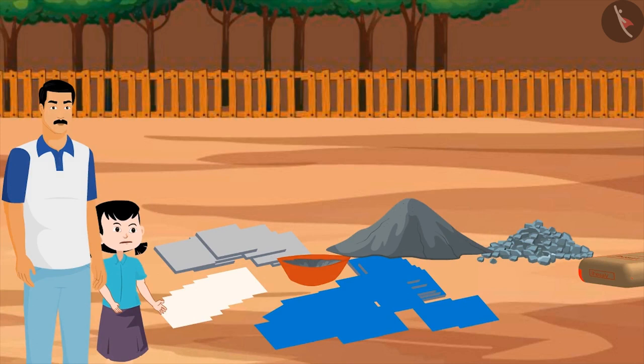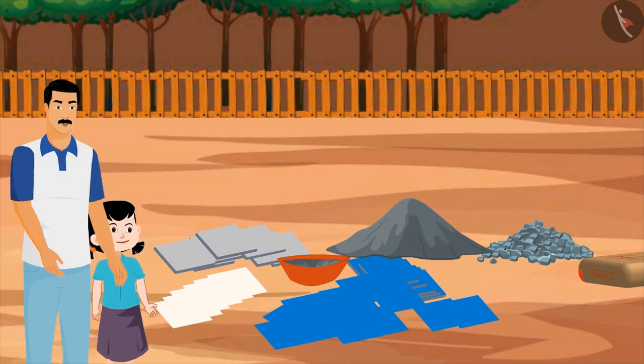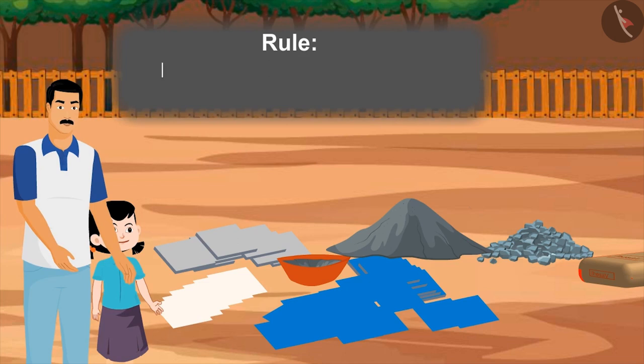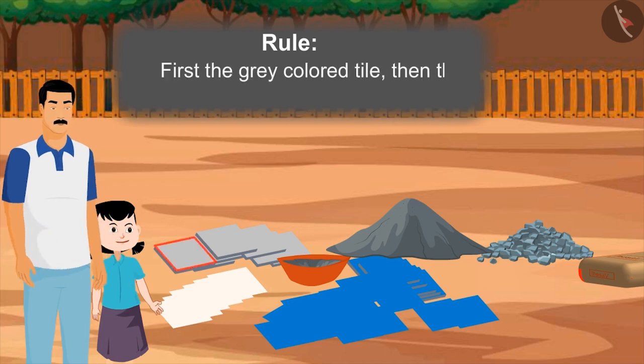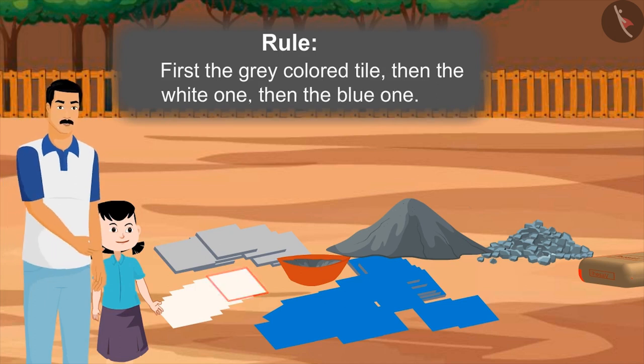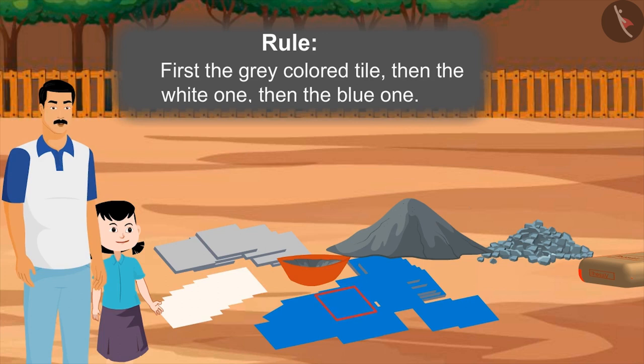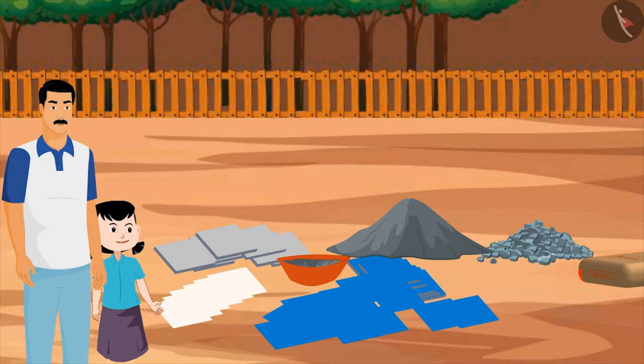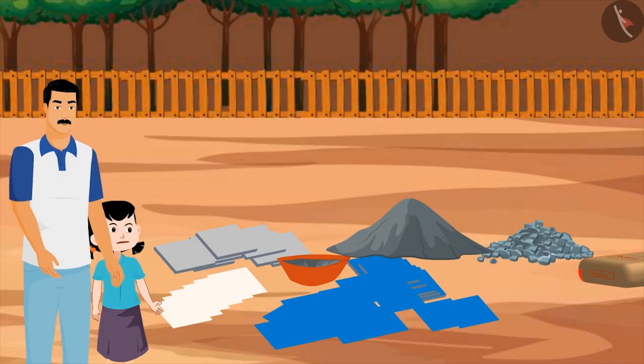Uncle, did the tiles come? Yes, look. Can I help you in putting tiles? Yes, sure. First, we will put the grey colored tiles. After that, we will place the white one. And after that, the blue one. And make sure to put the tiles in this order only, so that all of them make a beautiful pattern. Okay, Uncle, now can I put the tile? Yes, of course.